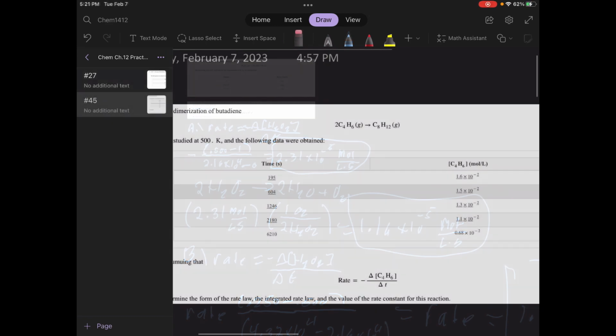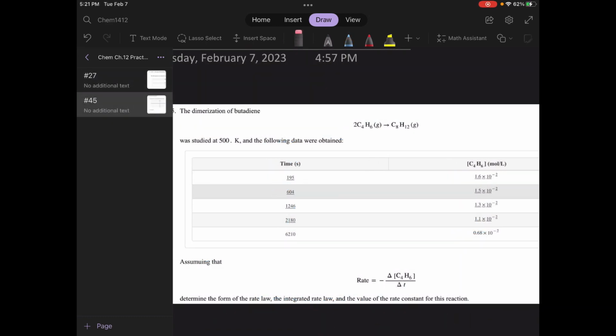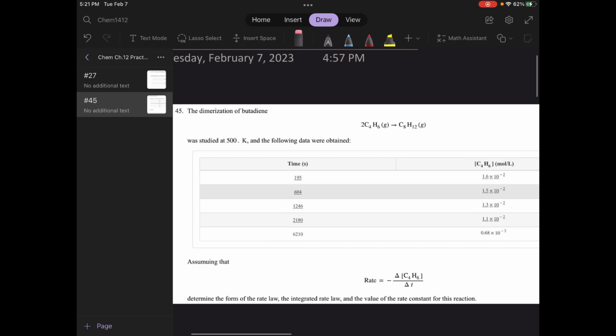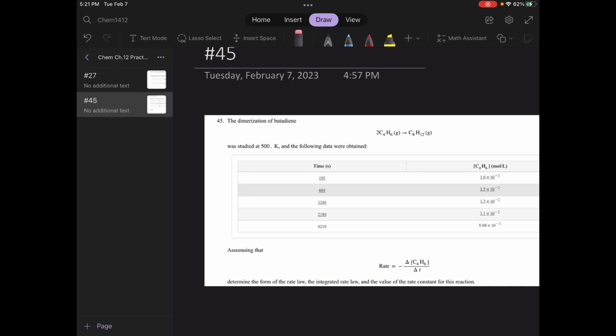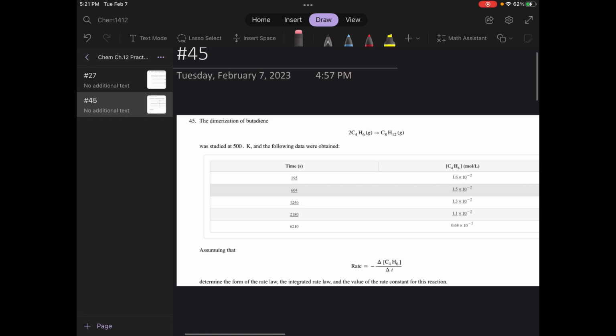Hello, and this is my video for question 45, chapter 12. Number 45 is showing the dimerization of butadiene, which is 2C4H6 gaseous to C8H12 gaseous. It was studied at 500 K, and the following data were obtained. So we get our nice little table here.